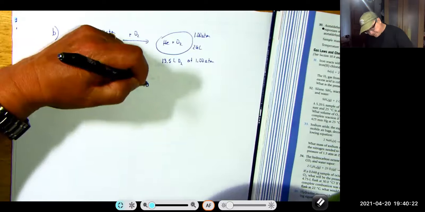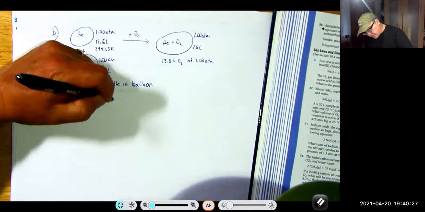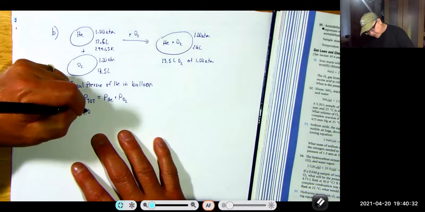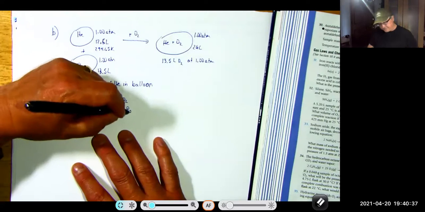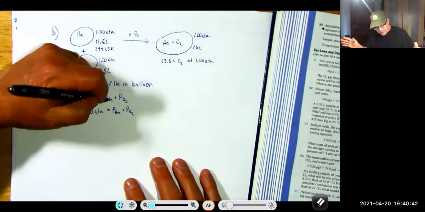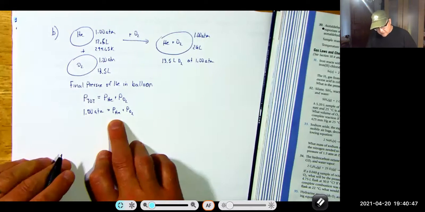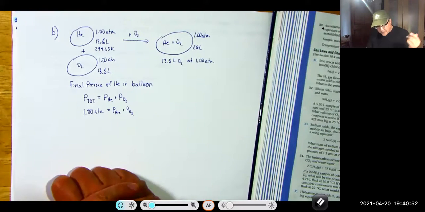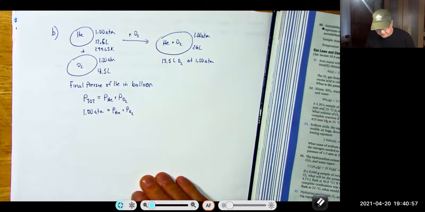So we know this, that the total pressure is the pressure of helium plus the pressure of O2. And therefore we know that 1.00 atmospheres is equal to the pressure of helium plus the pressure of O2. All of that is golden. We've got no problems with that. So if we want the pressure of helium, we need to find out what the partial pressures of each of these are, which means we need to know their mole ratios, if you will.